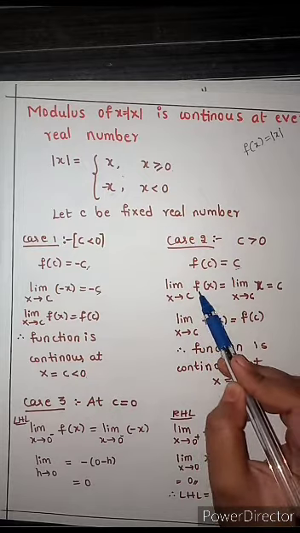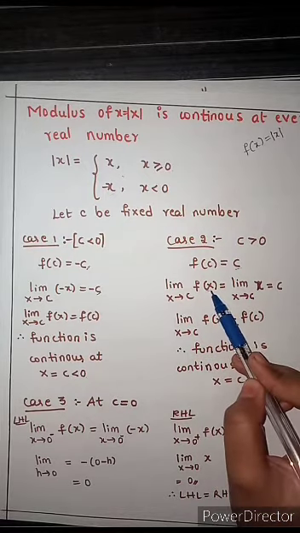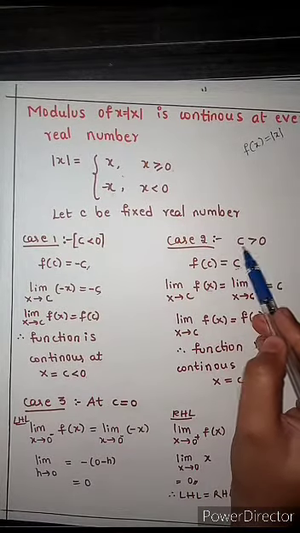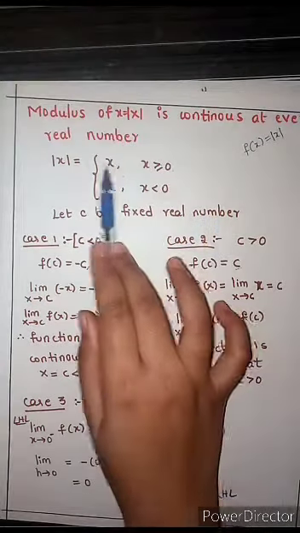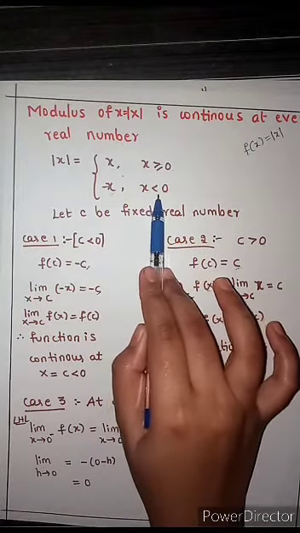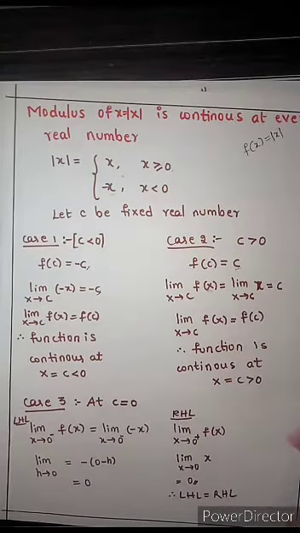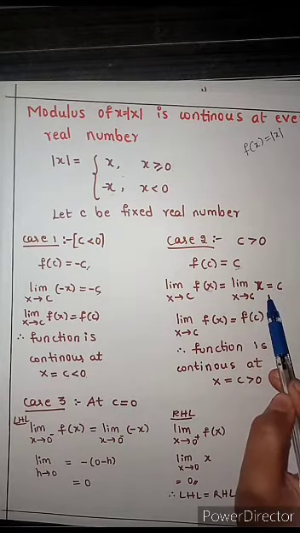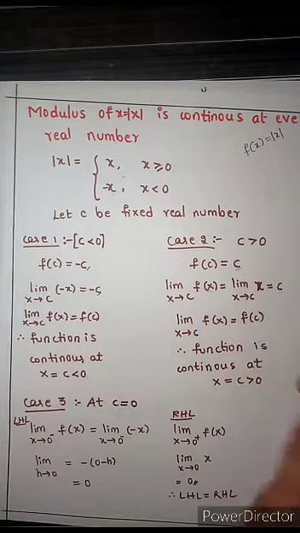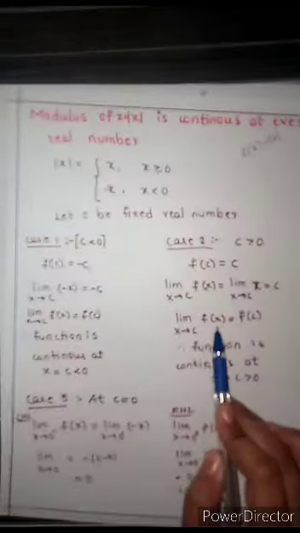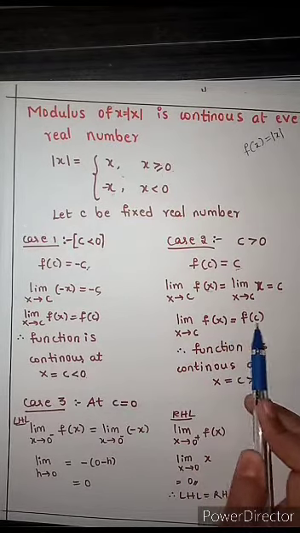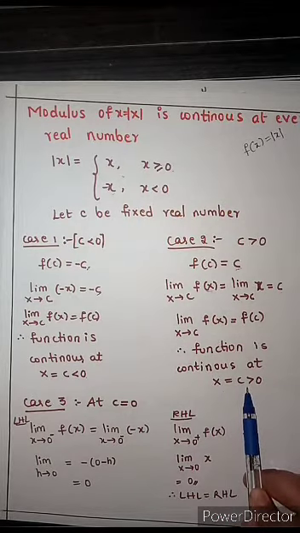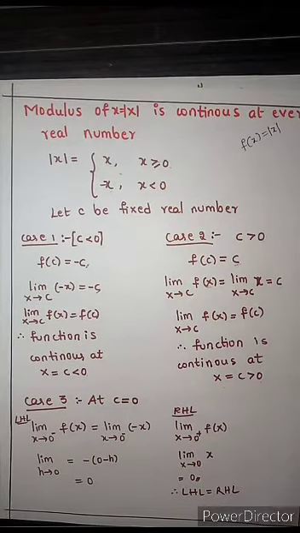Now take the limit. Limit x extends to c, f of x, where f of x is x. Because x is greater than 0, we have taken c greater than 0. So we just have to take the positive value, not the negative one, because we didn't take x less than 0. So limit x extends to c, x is c. Here we got the functional value and limiting value as the same value, right? C and c. Limit x extends to c, f of x is equal to f of c. So the function is continuous at x equals c greater than 0.